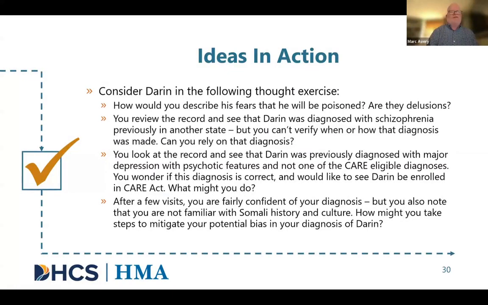Okay, here's a bit of a trick question. You review the record and see that Darren was diagnosed with schizophrenia previously in another state, not California. But you can't verify when or how that diagnosis was made. Say you're not a psychiatrist or a psychiatric diagnostician. Is it okay for you to rely on that diagnosis?